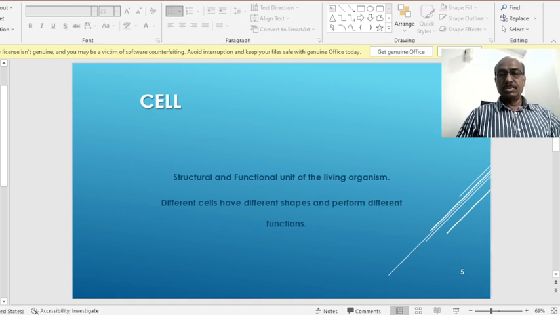Now comes to cell. What do you mean by cell? What do you understand by cell? Friends, cell is structural and functional unit of living organism. Different cells have different shapes and perform different functions.